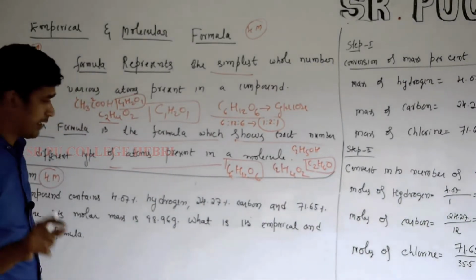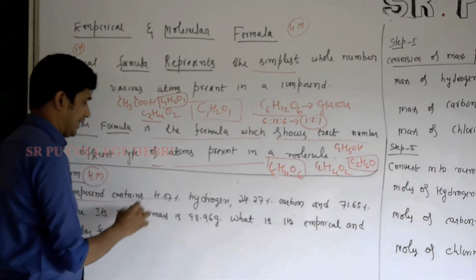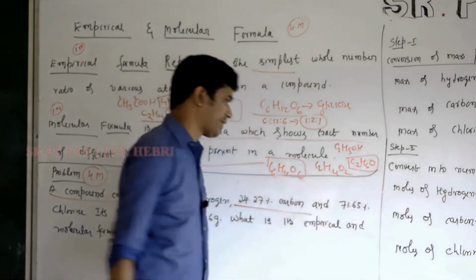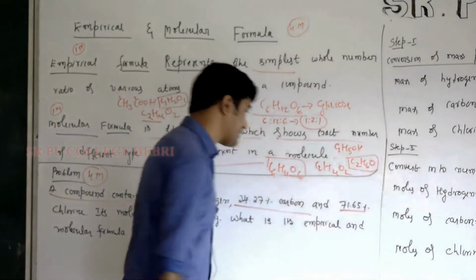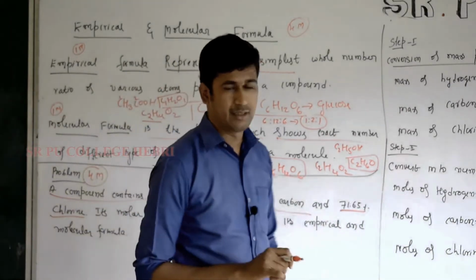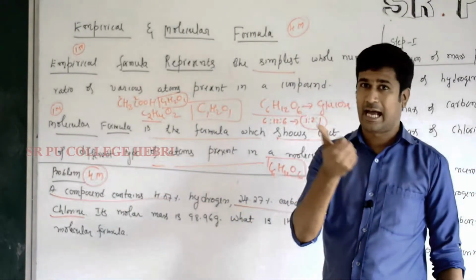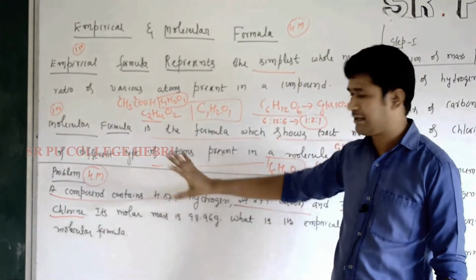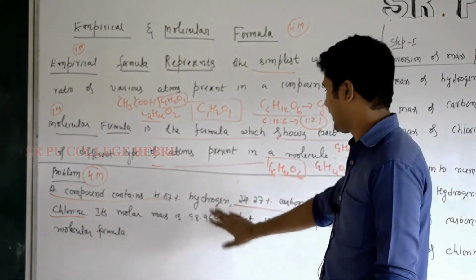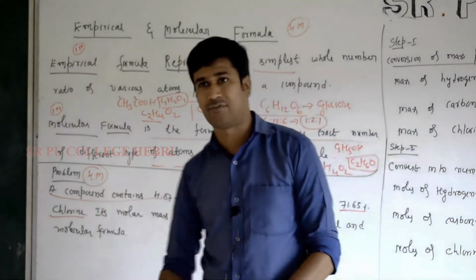In that, the first problem I will solve for you. The problem is given like this. A compound contains 4.7% of hydrogen, 24.27% of carbon and 71.65% of chlorine. Percentage composition is given. You already calculated the percentage composition of different types of elements or atoms present in the molecule. It's already calculated and given to you. The molecular mass of that given compound is 98.96.